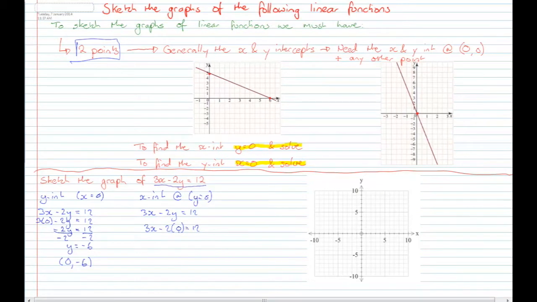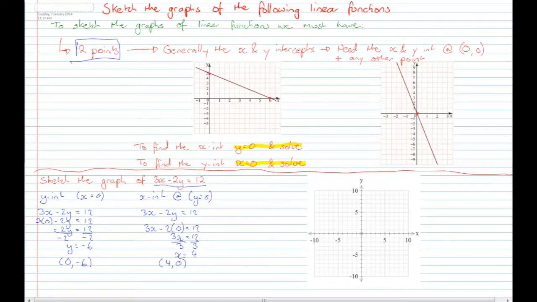Alright, 2 times 0 of course is 0, so you're going to get 3x is equal to 12. And we're going to divide both sides by 3 to get x on its own. So you get x is equal to 4. And the coordinate of this, well, we know the x coordinate we've just found is 4, and we made the y coordinate equal to 0, so you get the point 4, 0. So now it's time to sketch a graph using these 2 points.